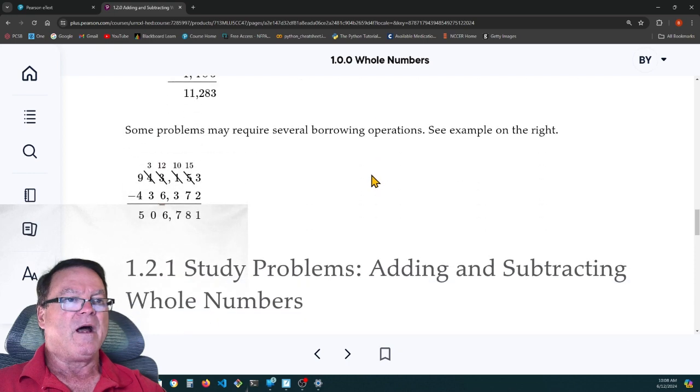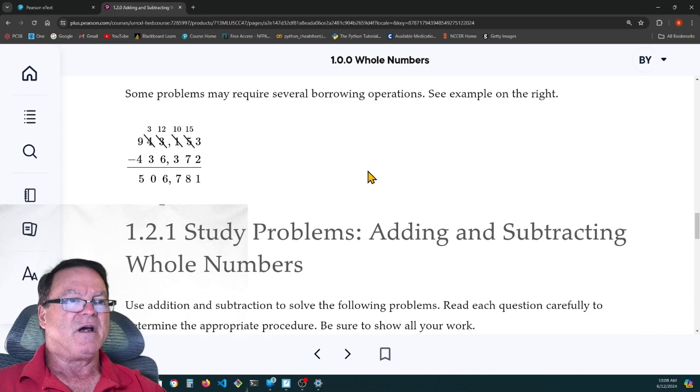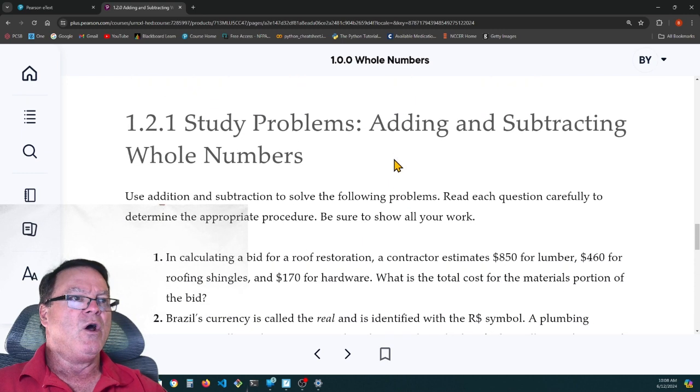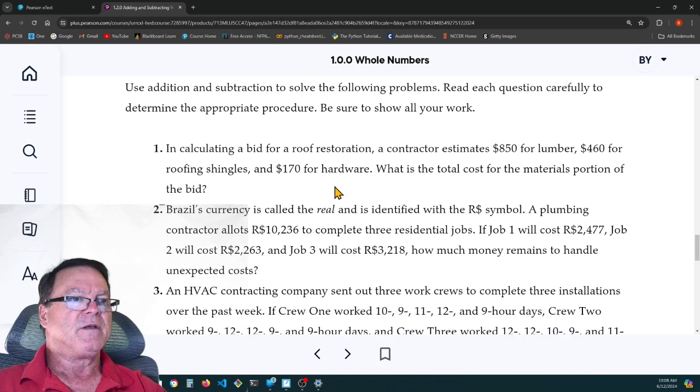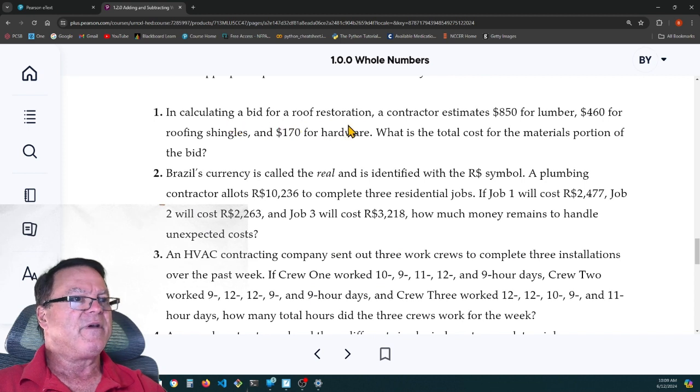Okay. We're going to do some of these problems on the whiteboard. 1.2.1 study problems, adding and subtracting whole numbers. So, in calculating a bid for a roof restoration, a contractor estimates $850 for lumber, $460 for roofing shingles, and $170 for hardware. What is the total cost of materials portion of the bid?